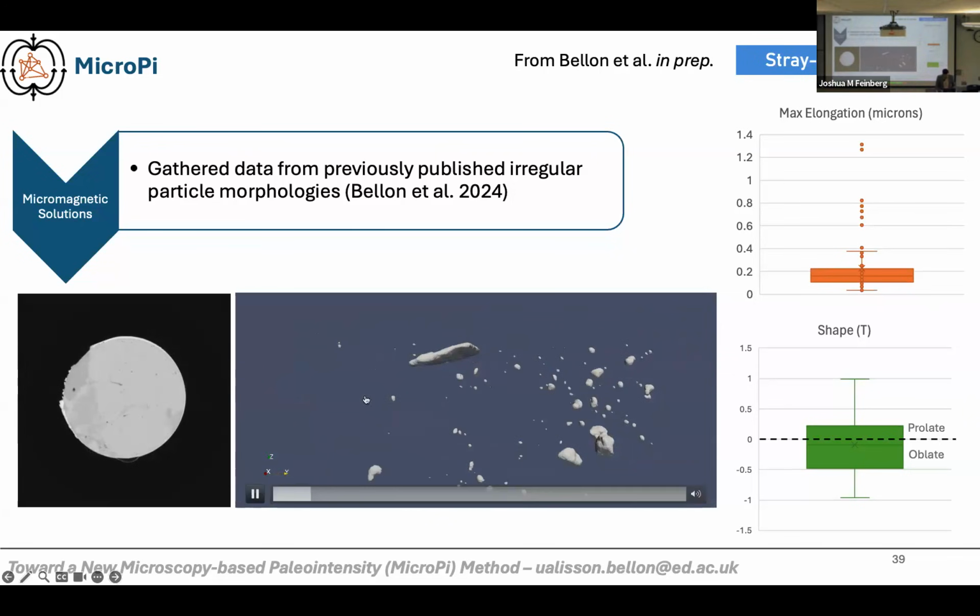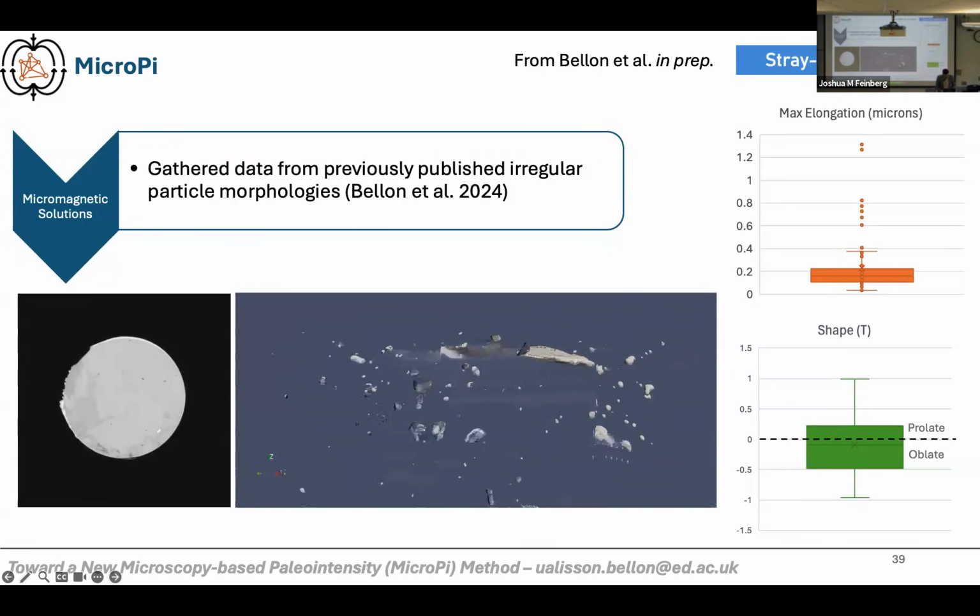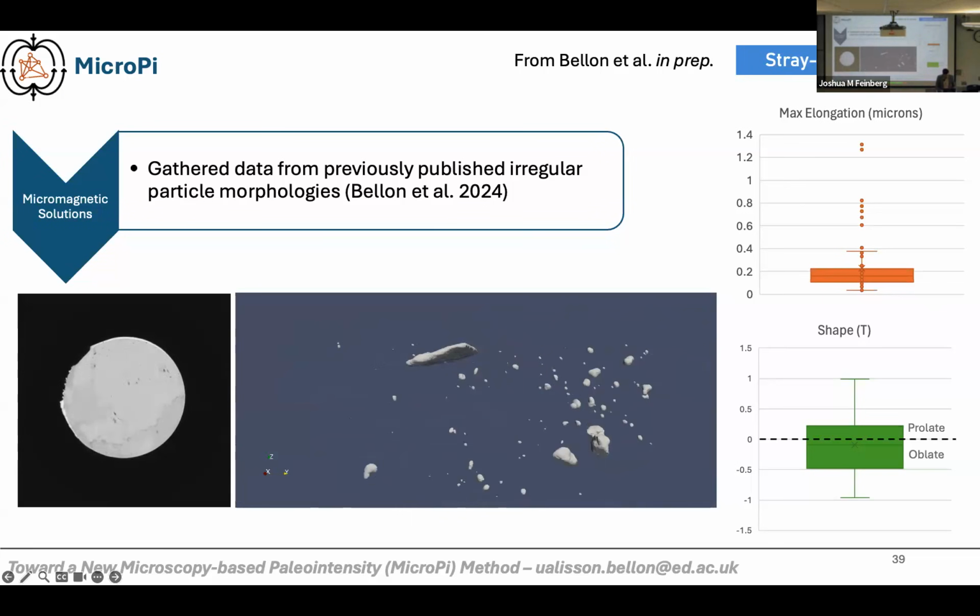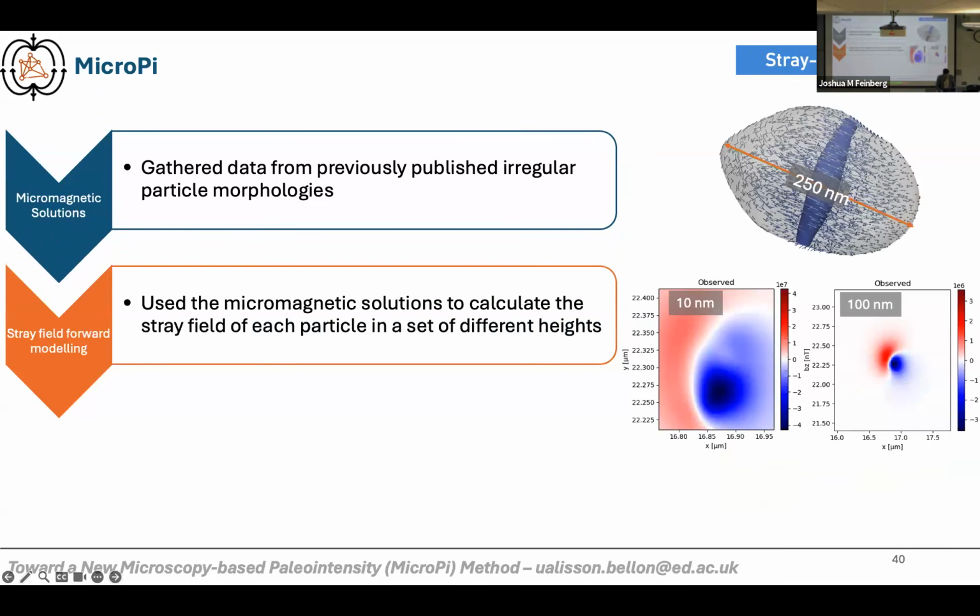So from that micromagnetic solution, for each of these particles, we start from the micromagnetic solution, and then I have calculated the stray field. So basically, the magnetic field that is leaking from the particle at different heights. We're going all the way from 10 nanometers to 30 microns away.